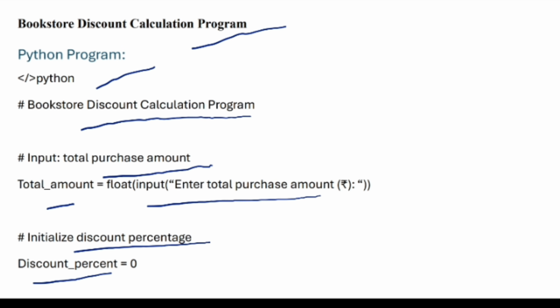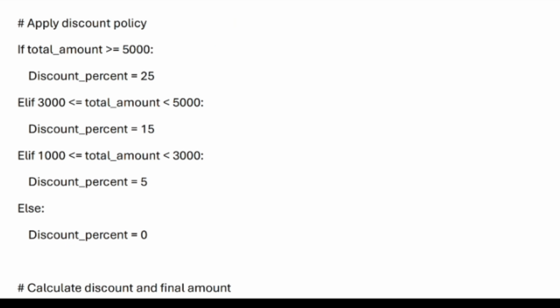First, the discount percentage will be 0. Next, apply the discount policy. Less than or equal to 5,000 is a 25% discount. Greater than 3,000 and less than 5,000 will be 15%. From 1,000 to 3,000, it will be 5%. Less than that will be a 0% discount.